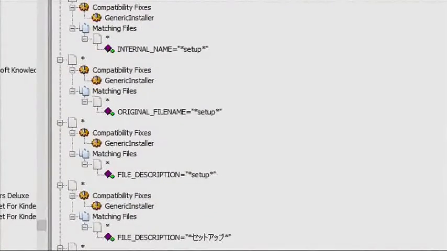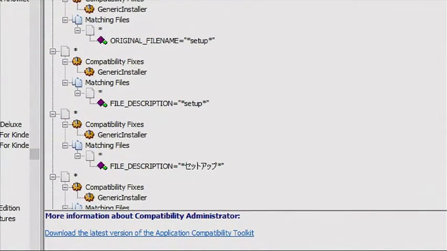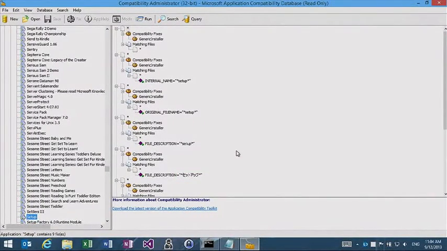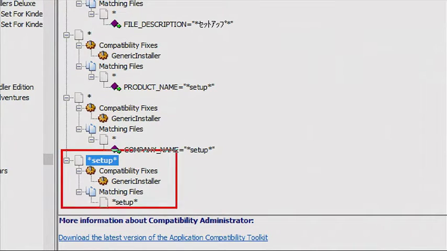We just look for things like an internal name in the string table with setup, the original file name of setup, the file description includes setup, right? So wildcard. This, of course, is the full-width katakana that's set to uppu. I'm not kidding. Product name, company name, or if it just has the word setup in there at all, we'll think you're a setup.